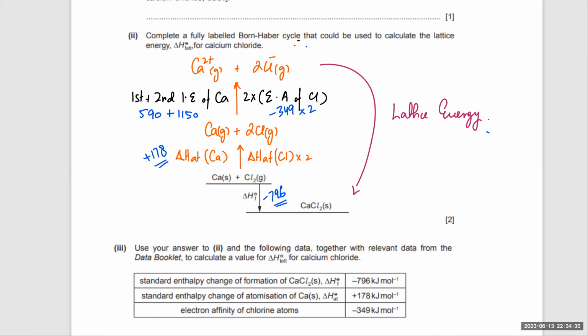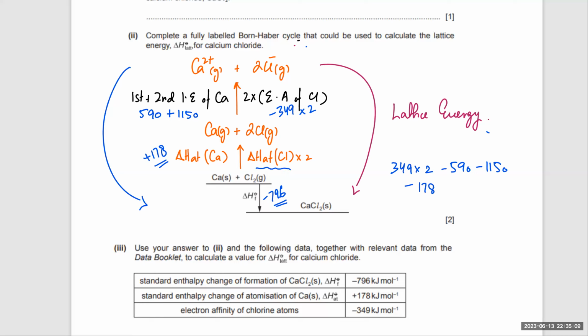One part is equal to the other part. So basically your lattice energy is equal to all of this stuff, where the first arrow has to go backwards. So that's 349 times 2, minus 590, so the signs invert, minus 1150. And the enthalpy of atomization of calcium also reverses, that's minus 178. We need the atomization of chlorine atoms.